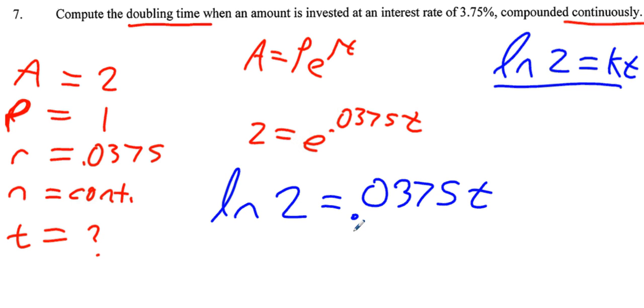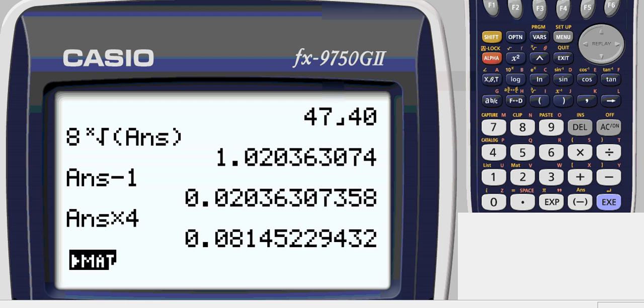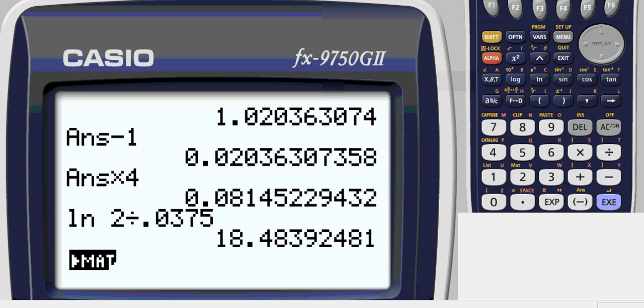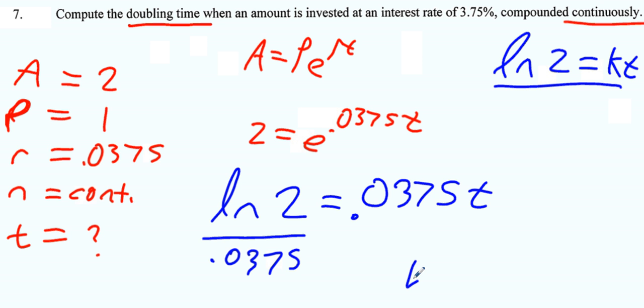To solve for t, we're going to divide. So we'll do natural log of 2 divided by 0.0375. Natural log of 2 divided by 0.0375. 18.48 years.